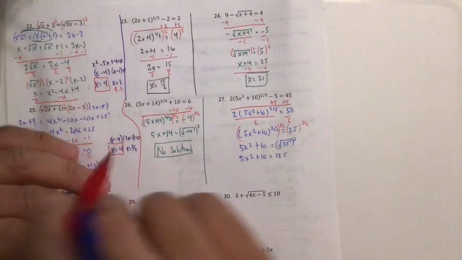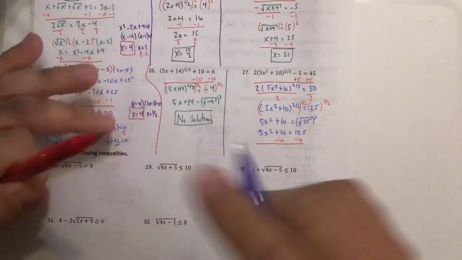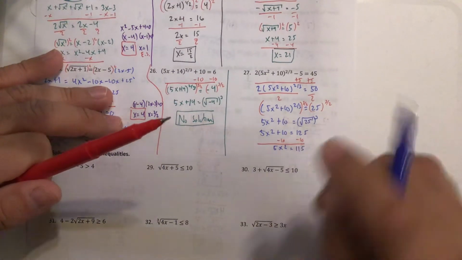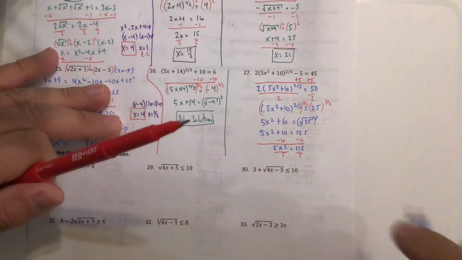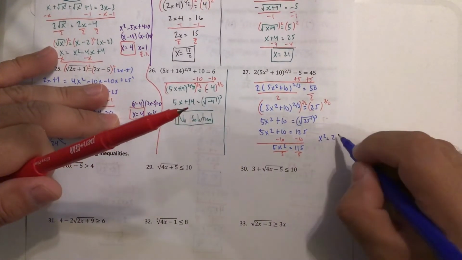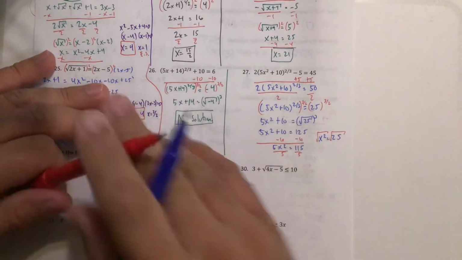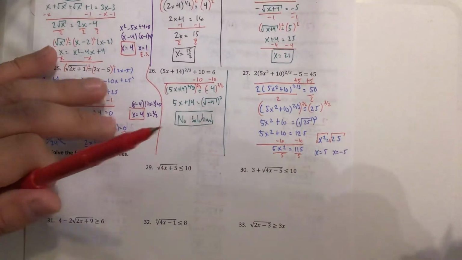All right, from here, we're going to solve for x. So we're going to subtract 10 from the other side. We get 5x squared is equal to 115. Divide both sides by 5. So x squared is equal to 25. Square root on both sides. X equals 5 and x equals -5 because it's plus or minus 5.